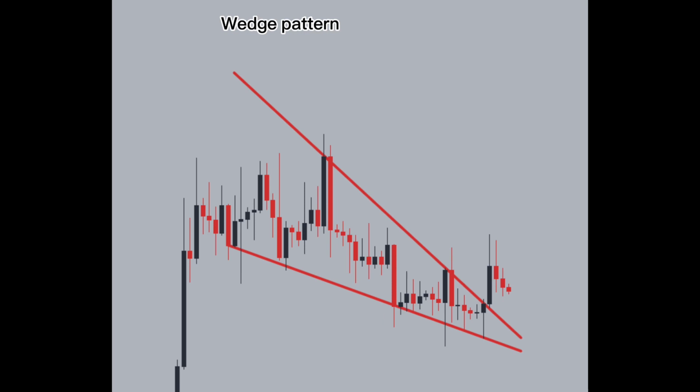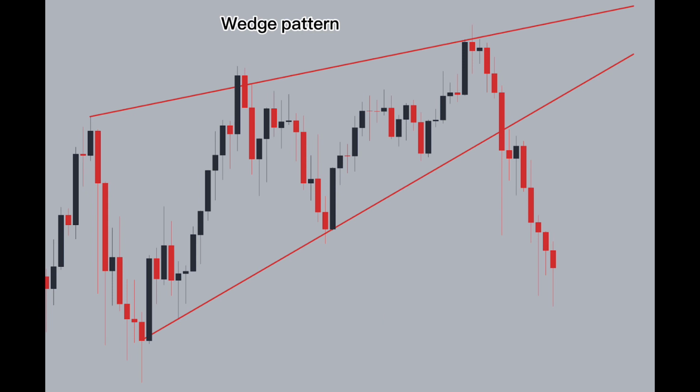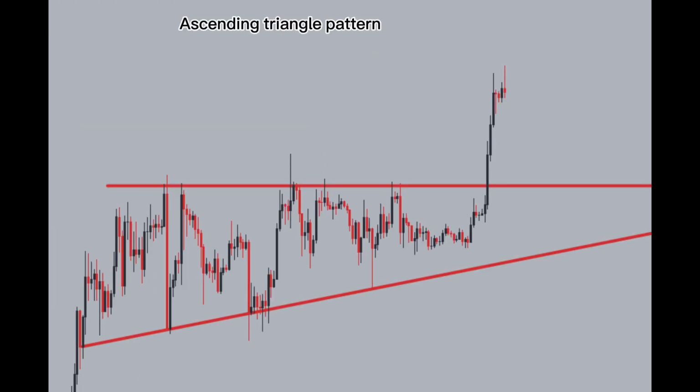Wedges generally break out in the opposite direction of the wedge itself, that is, a falling wedge generally breaks out to the upside, and a rising wedge generally breaks out to the downside. Generally speaking, the falling wedge is more common in a bullish market, and a rising wedge is more common in a bearish market.